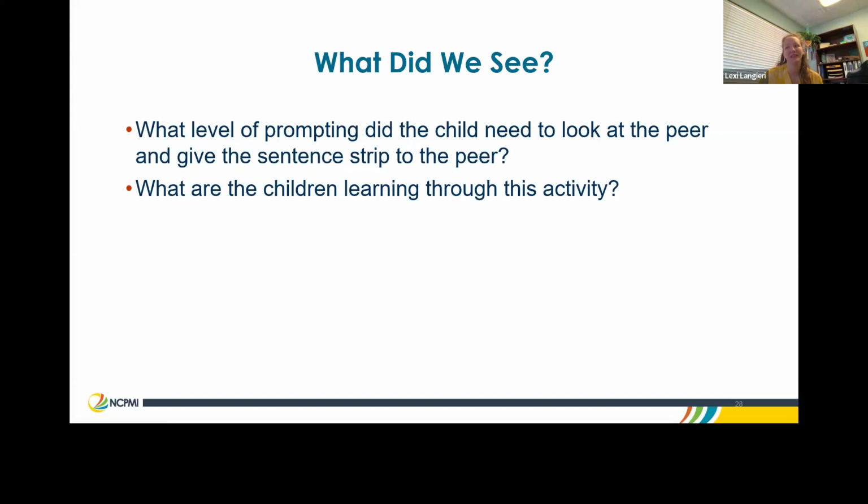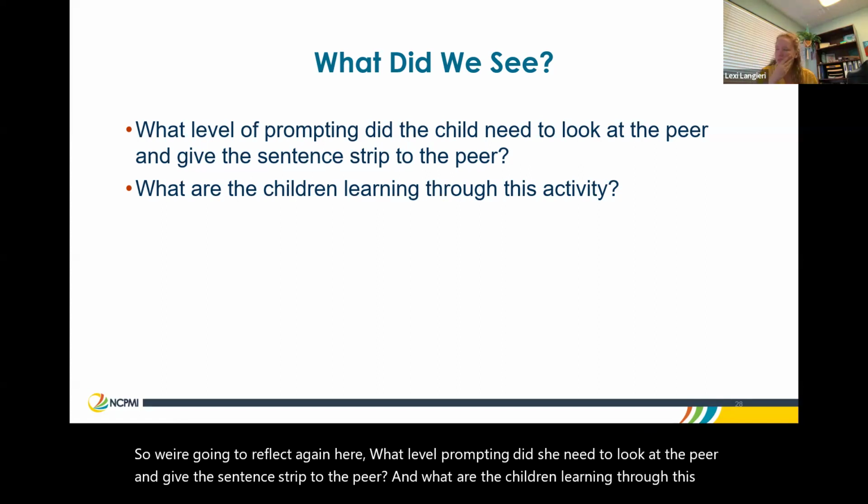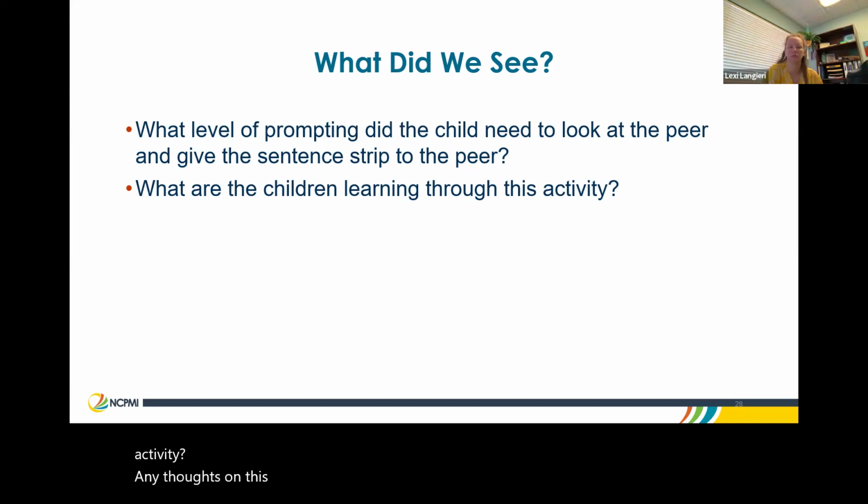So we're going to reflect again here. You know, what level of prompting did she need to look at the peer and give the sentence strip to the peer? And what are the children learning through this activity? Any thoughts on this video?